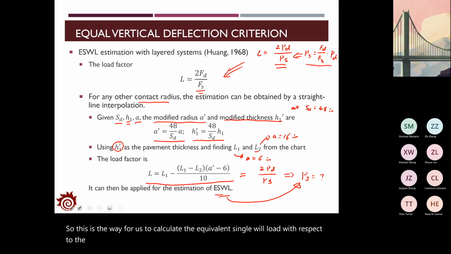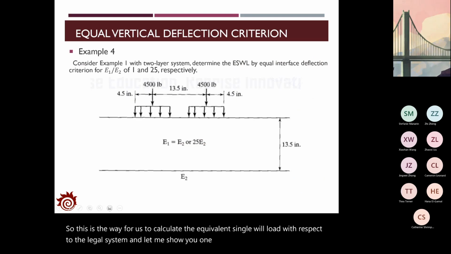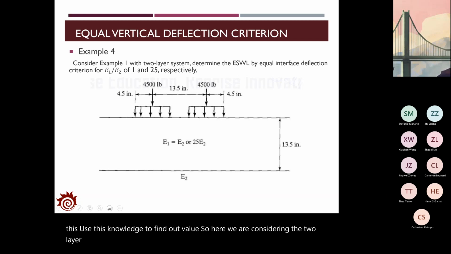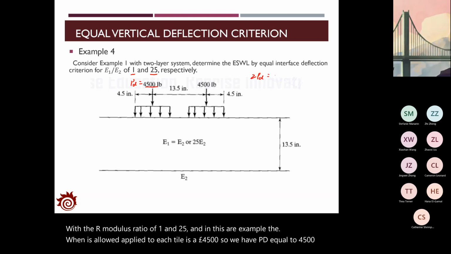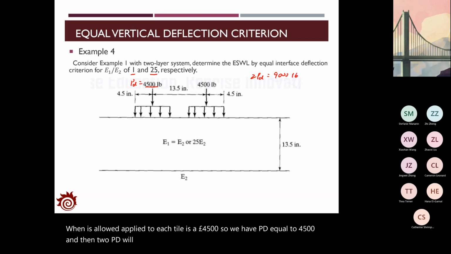So this is the way to calculate the equivalent single wheel load with respect to the layered system. Let me show you one example of how to use this knowledge. Here we are considering a 2-layer system. We want to find the ESWL with the modulus ratio of 1 and 25. In this example, we know the load applied to each tire is 4,500 pounds. So we have PD equal to 4,500, and 2 PD will be 9,000 pounds.